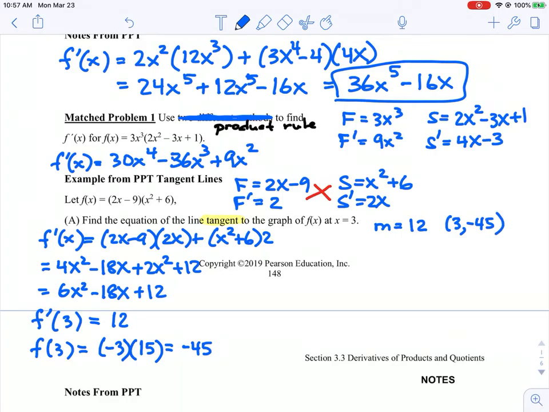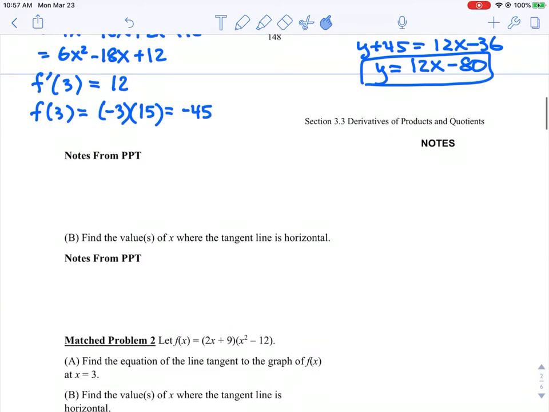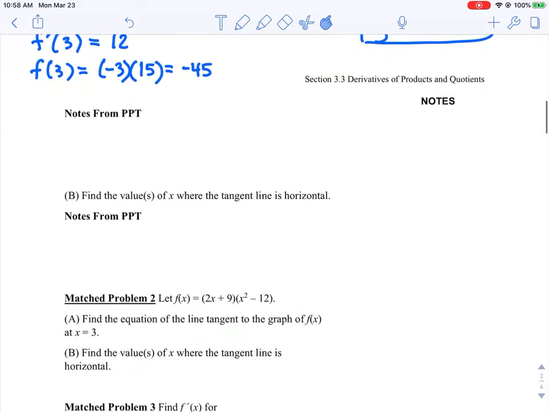So now I can write an equation, y minus y1 equals the slope times x minus x1. So the equation is 12x minus 80. Find the value of x where the tangent line is horizontal. So remember that horizontal has a slope of 0.